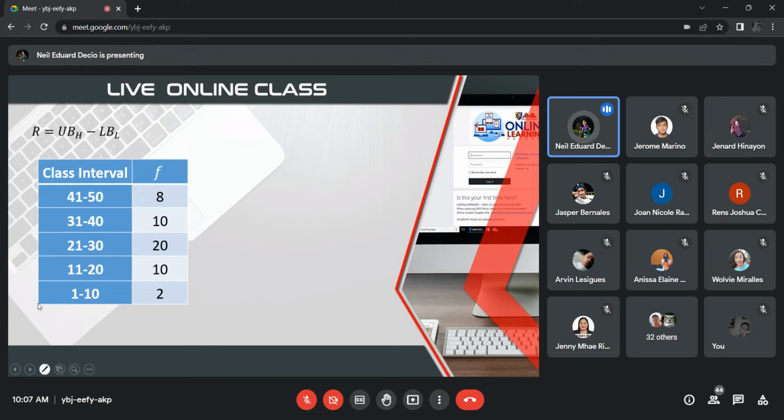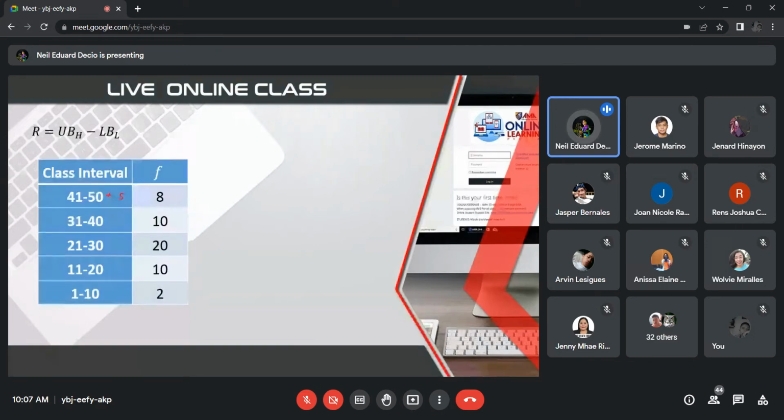So 50 is our upper limit. To get the upper boundary, we just have to add 0.5 to the upper limit. So our upper boundary is 50.5. And then for the lower boundary of the lowest class interval, which is 1 to 10, our lower limit is 1.